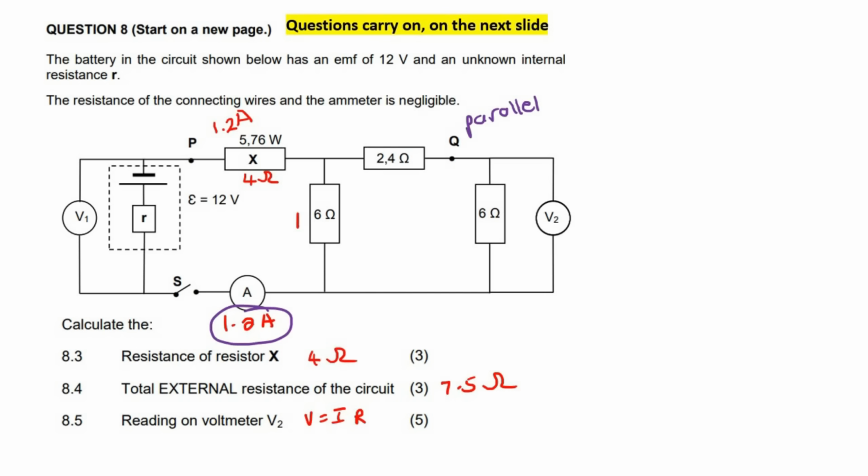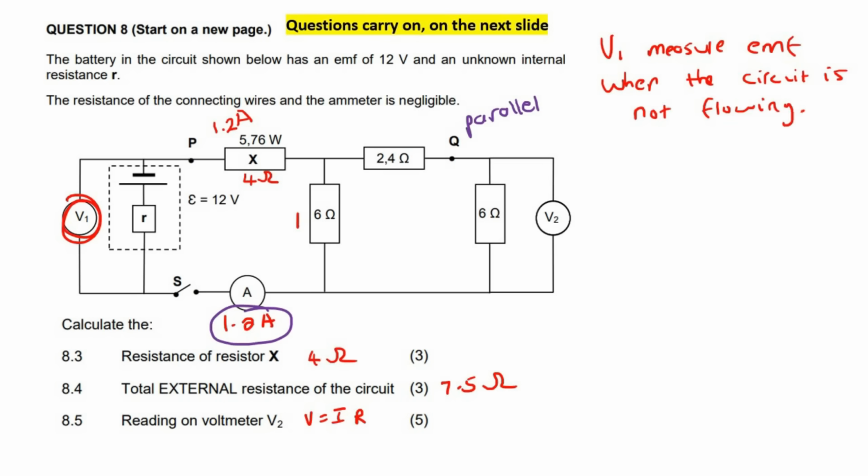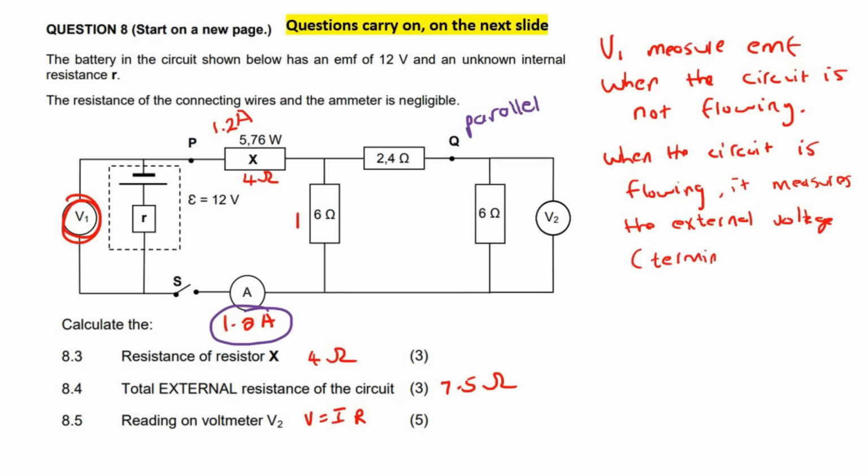What we can do is work out what this voltmeter is going to be. Remember that this voltmeter, V1, measures the EMF when the circuit is switched off, or let's say when the circuit is not flowing. But when the circuit is flowing, it measures the external voltage. Some people like to call this the terminal voltage. So it measures the voltage that's being delivered to this one, this one, this one, and this one. Okay? So that is what V1 measures.